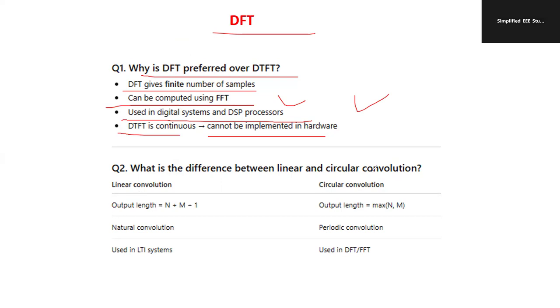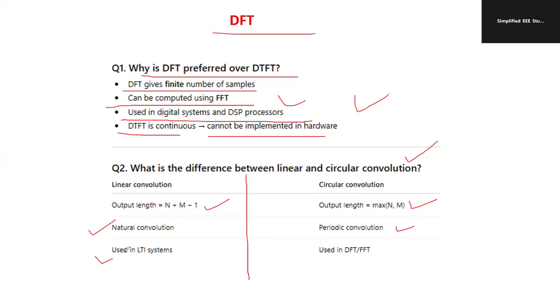What is the difference between linear and circular convolution? One of the most important questions. In linear convolution, the output length can be computed by n plus m minus 1, whereas in circular convolution the output length is the maximum of n comma m. Linear convolution is a natural convolution, whereas circular convolution is a periodic convolution.